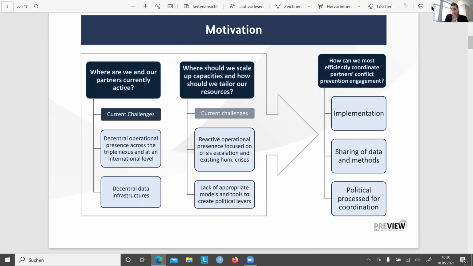Then the second question also is a difficult one for a couple of reasons. We know that currently our operational presence is more focused on avoiding crisis escalation and is focused in areas where there is already a humanitarian crisis. So to describe it, we would say it's more reactive than proactive. In addition to that, we are still in a process where the appropriate models or tools from which political decision makers can derive actions do not fully exist yet. So we saw there is an area where we need to work more and need to develop new methods and new solutions. And what that means for us today, I'll hand over to my colleague Nicole.